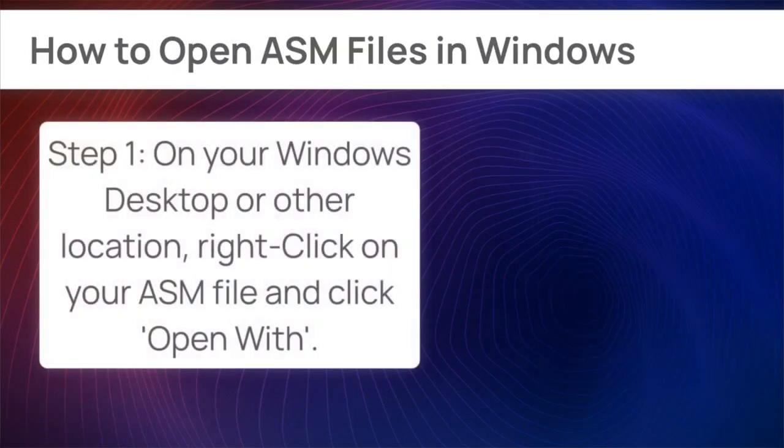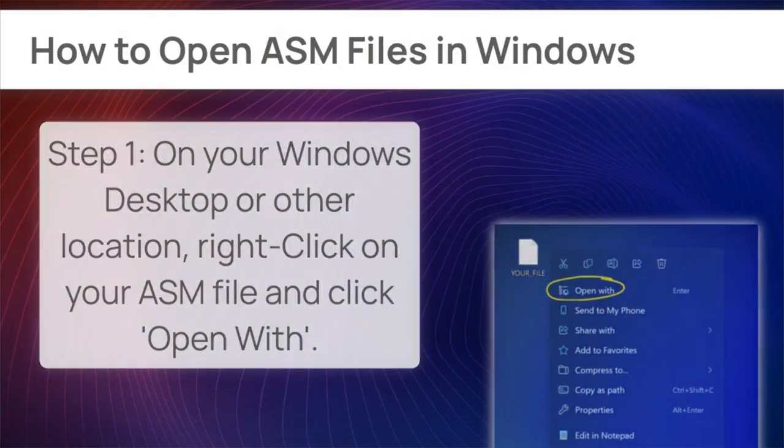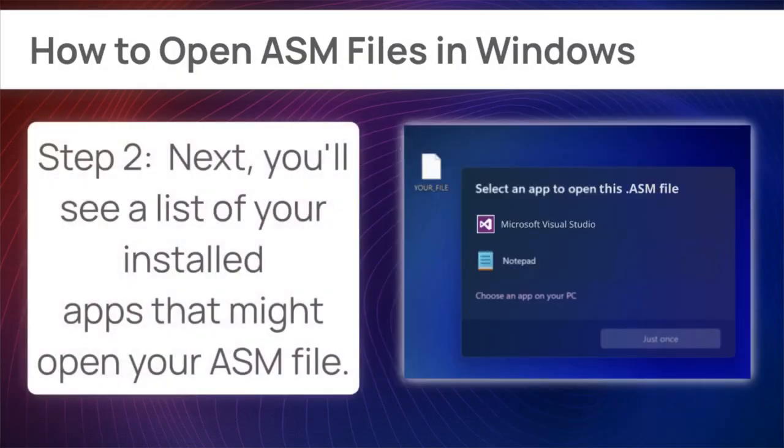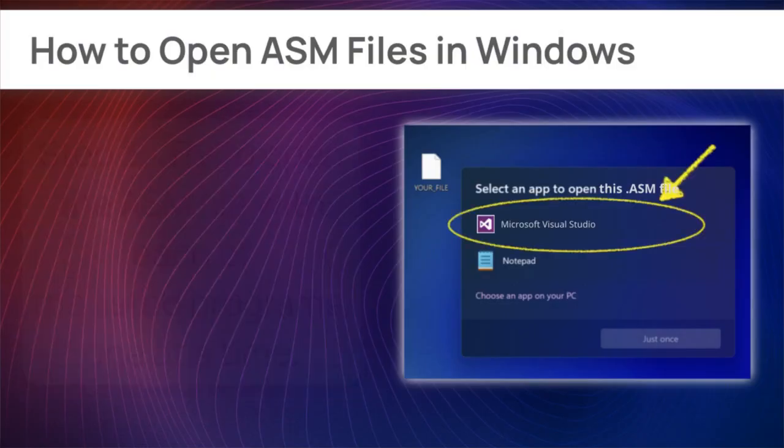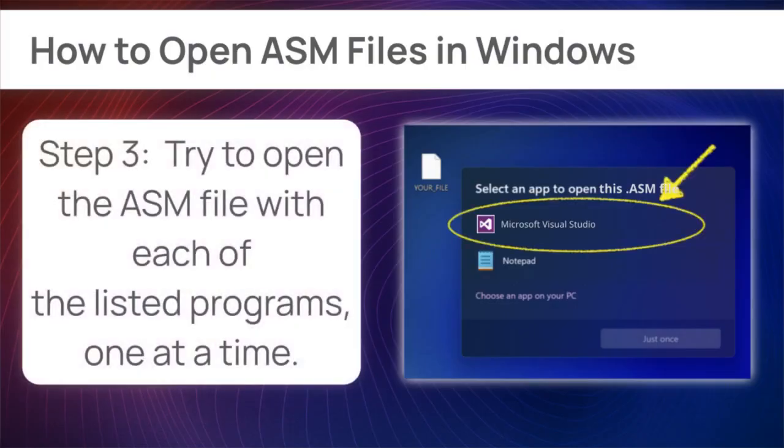To resolve the incompatible file format error, right-click the ASM file and choose Open With. Prioritize Microsoft Visual Studio if available. If absent, choose another application. We are searching for the correct file claim.